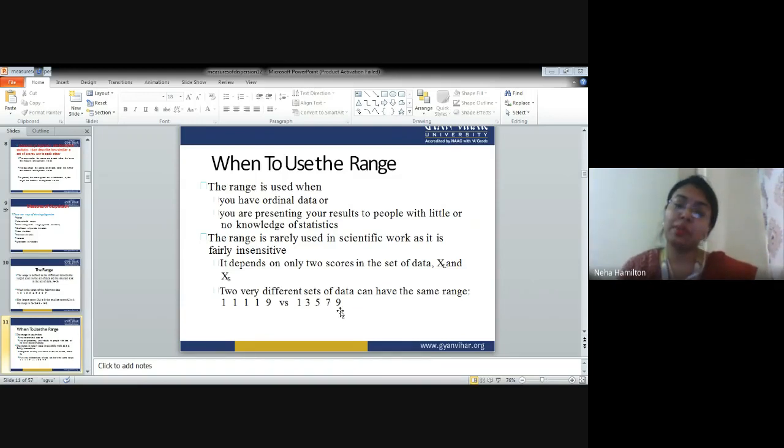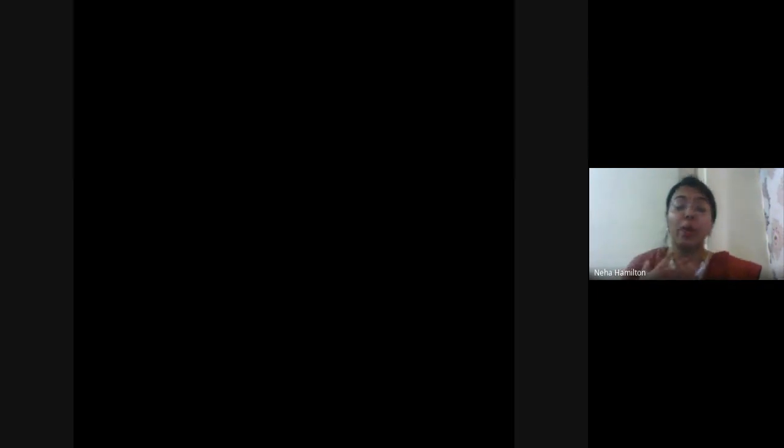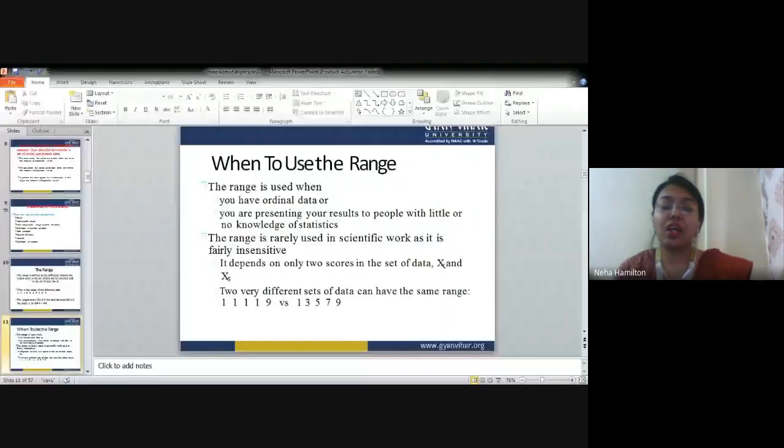The one number is the mode in the first population, and in the second we see that the central point is 5, but still the range is the same, which comes out to be 8, because 9 minus 1 in the first case and 9 minus 1 in the second case. So the range comes out to be the same, but the distribution is very different from each other, right?